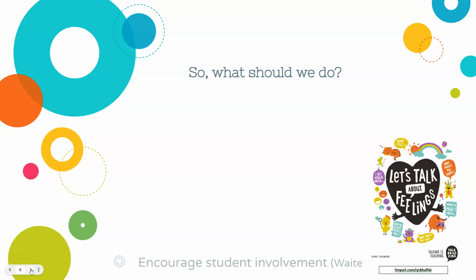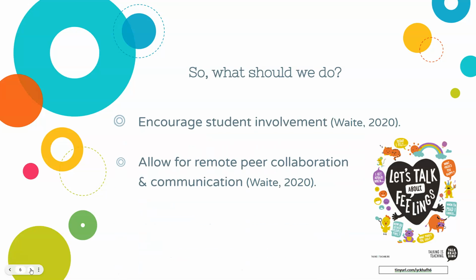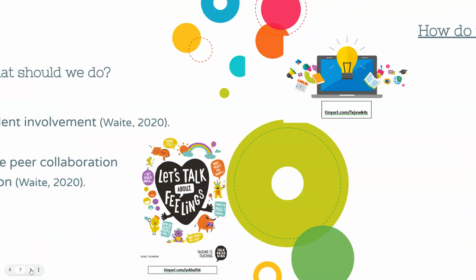So what should we do? We should be encouraging our students to be involved in their learning, have them take control of their assignments based on things that interest them, have them help create the class schedules, and allow for remote peer collaboration and communication. Maybe parents can share phone numbers and have students call each other to check in and just talk. And we can still have partner projects and things like that in the classroom.